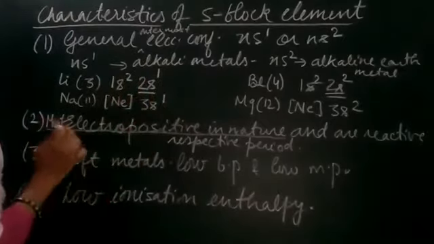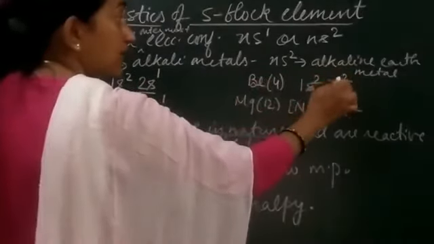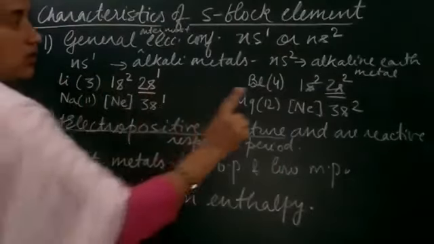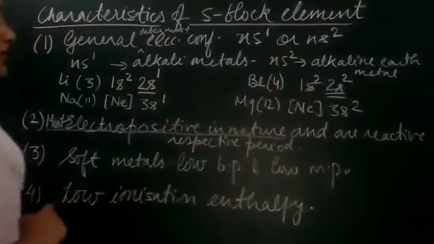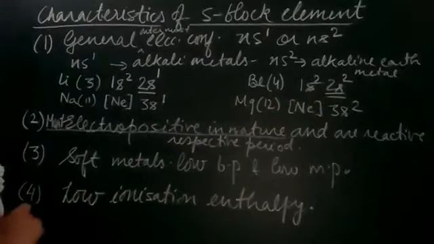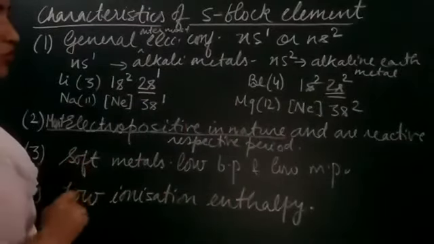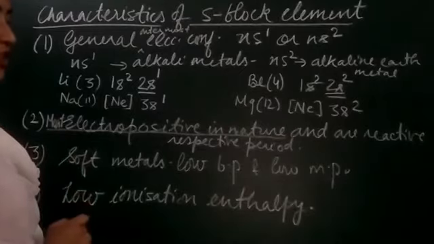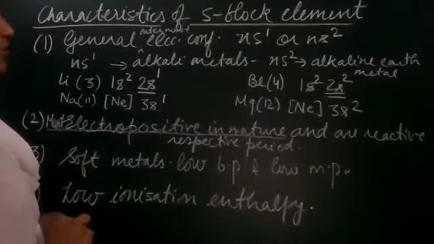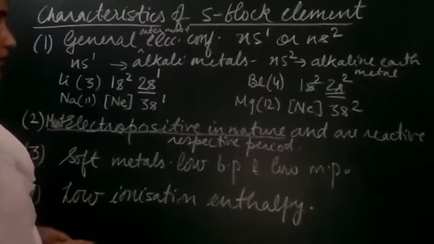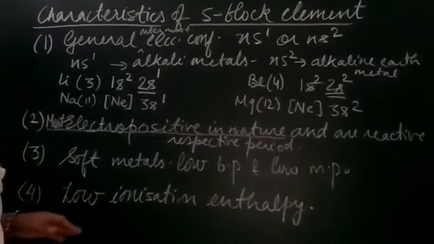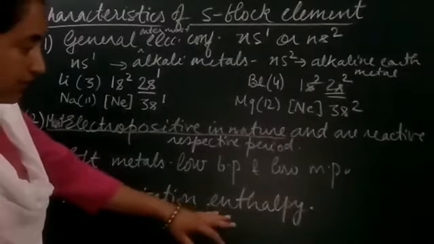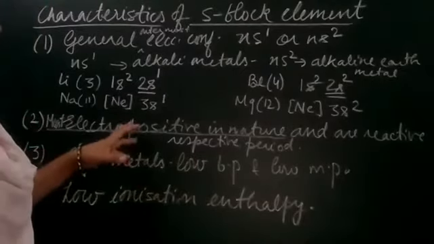Here it is 1. Here it is 2. So 2 electron, that means 2s1, right? Any one electron. So it is the amount of energy which will be required to remove the outermost shell electron, right, from an isolated gaseous atom, right, to form a cation. So whenever an electron will be removed, it will form a cation, right? So they have got low ionization enthalpy, and that's why we are saying forming a cation.